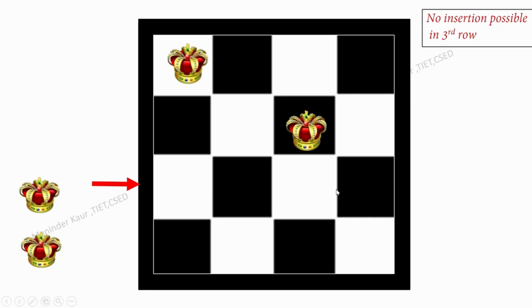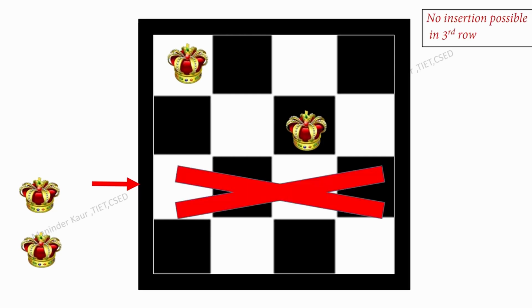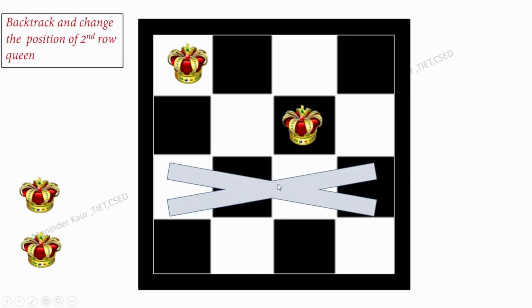So what is the remedy for this? We will do the backtracking concept here. How to backtrack? That means no insertion is possible. So backtrack means we need to change the position of the second queen in the second row, as it is not the appropriate one. Because of that, we are not able to insert the third queen anywhere in the third row. So what to do in this case? Backtrack and try to change the position of the second queen.